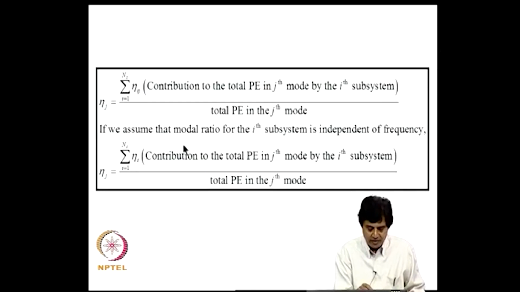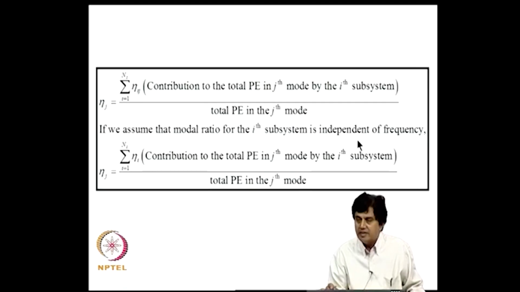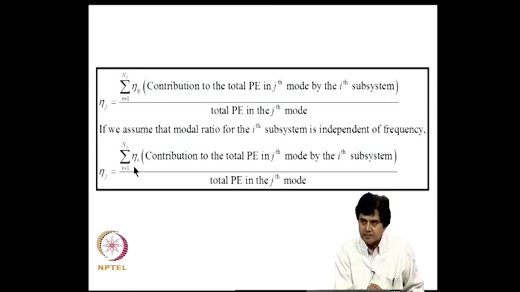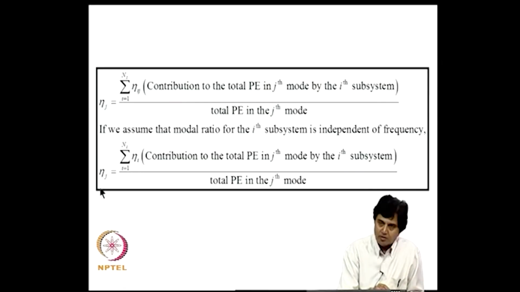Now, if you assume that the modal damping ratio for the ith subsystem is independent of frequency, that is mode count j, then eta ij can be written as eta i. So, the equivalent damping for the jth global normal mode in terms of damping ratios for different materials is thus given by this ratio.